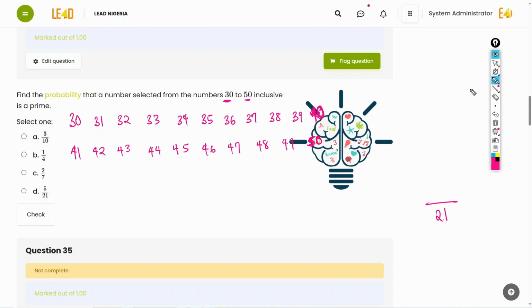Okay, now let's look at the prime numbers. So the prime numbers we have here: 1, 2, 3, 4, 5. I think that was all 5. All right, so 5 out of 21. So that's option D.